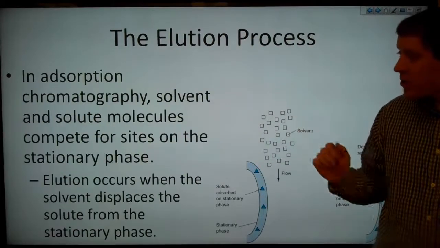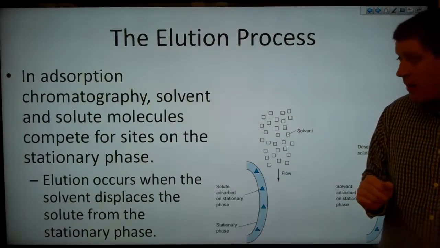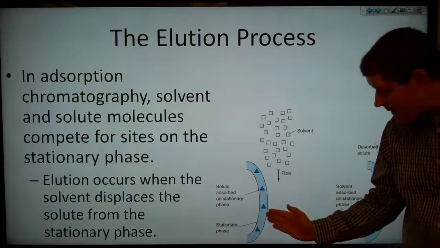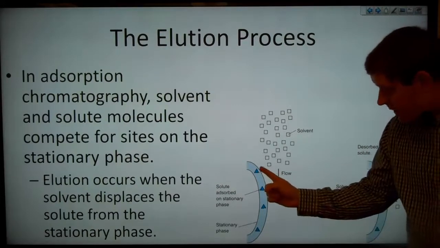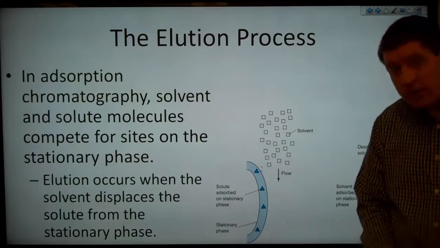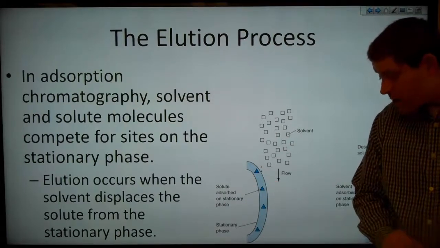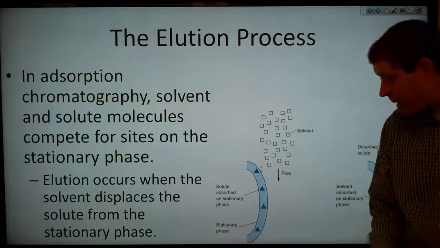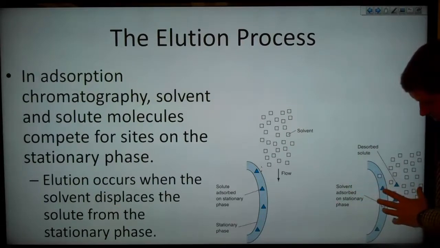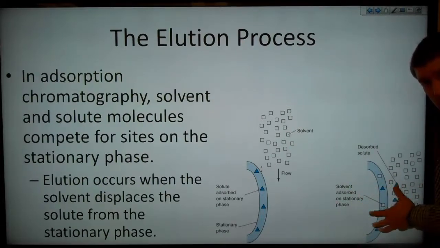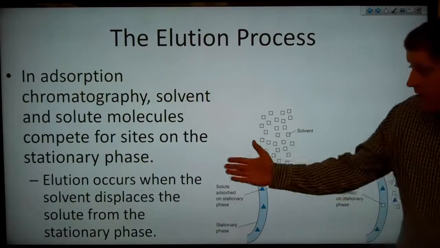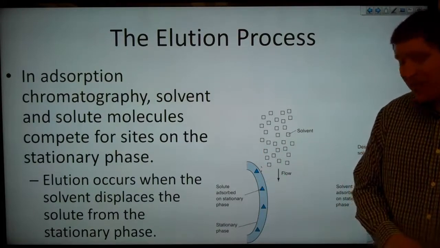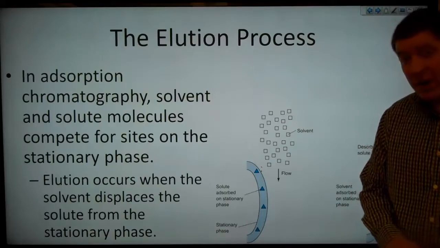So in adsorption chromatography, solvent and solute molecules compete for sites on the stationary phase. So here we have some solute particles, those are these blue triangles, stuck on our stationary phase. As the solvent flows past, some of those solute molecules get removed via competitive adsorption by the solvent. And that means that elution is occurring when the solvent displaces our solute from that stationary phase.